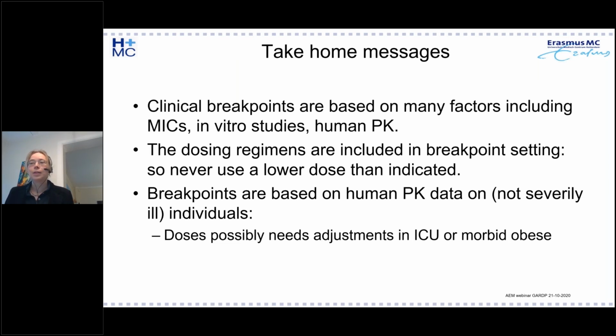Higher doses are not the issue, but never give a lower dose, because then the exposure could not be good enough. And it's also good to realize that the population PK data used for breakpoint setting are from healthy volunteers or not very severely ill patients. So if you have a patient that is very severely ill in intensive care or morbidly obese, you might have to adapt your dose and give a little bit more.